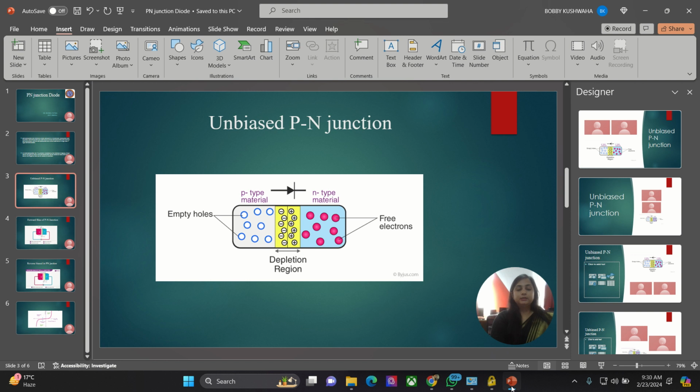It is clear that due to this barrier field at the junction, some energy is required to transfer an electron from the N region to the P region. This energy required is called the barrier energy, and the potential needed corresponding to it is called the barrier potential.